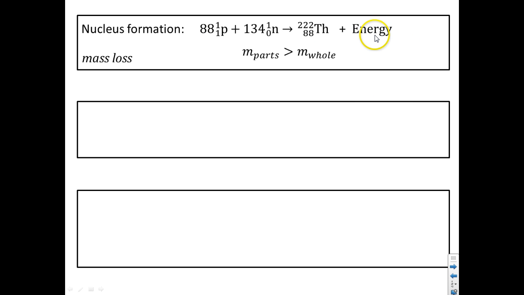Now, this energy which is released into the environment when a nucleus is produced is given a special name called the binding energy. And the amount of mass that's lost in this special case, the formation of a nucleus, is called the mass defect, or sometimes the mass deficit.